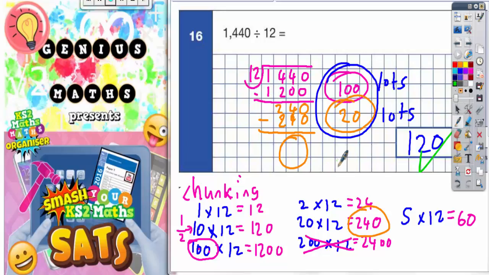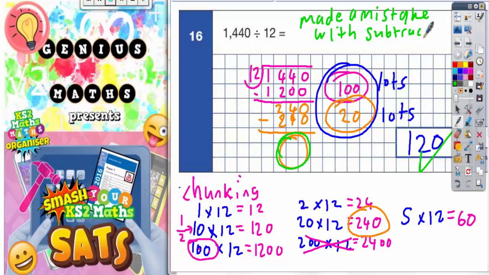Just a little note before we move on. This has got down to 0, and most of the time it will get down to 0. If it doesn't get down to 0, then you've either made a mistake, and sometimes people can make a mistake with their subtraction. So if it doesn't get down to 0, you might have made a mistake with your subtraction, so you have to go back and check. But if you haven't made a mistake with subtraction, that means that whatever's left is going to be a remainder.